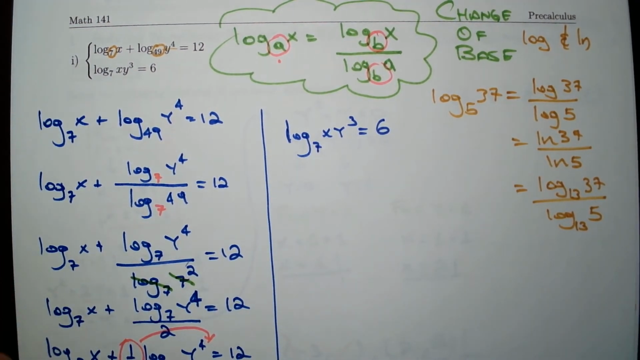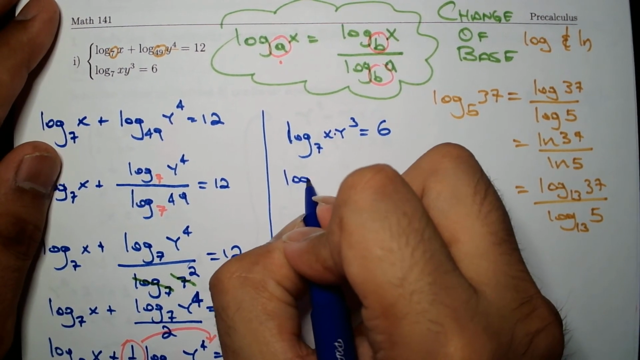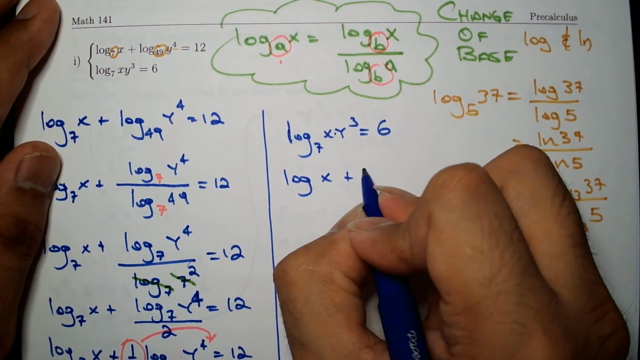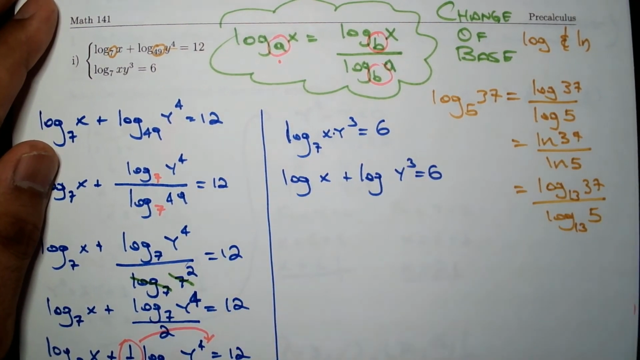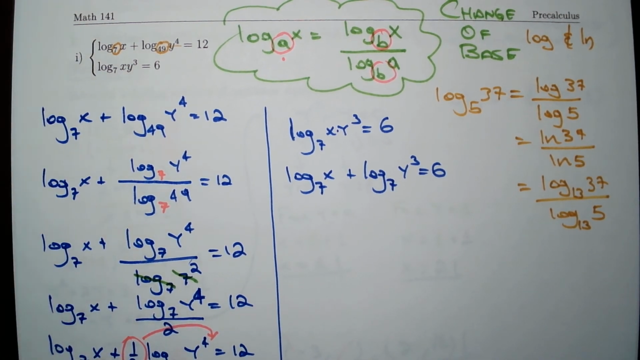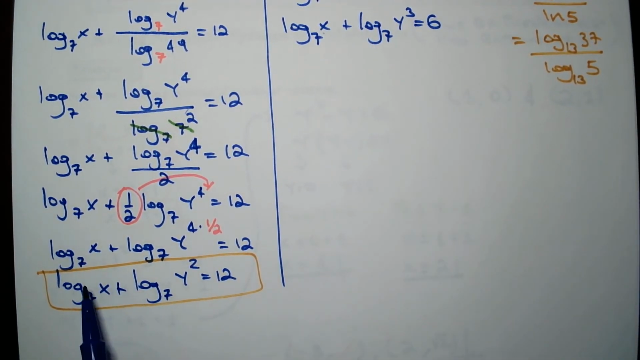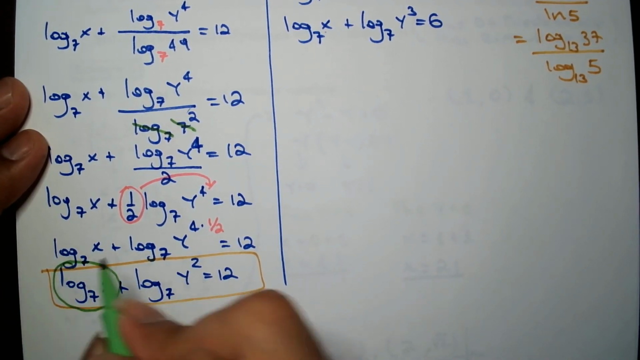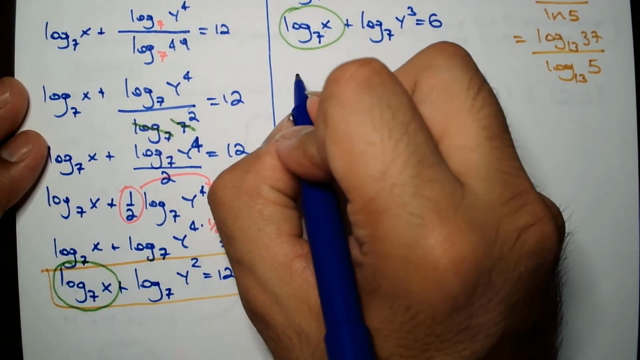In this case, we are going to use the product rule. We have the logarithm of a product. We're going to write it as log of x plus log of y cubed equals 6. But don't forget, the base is base 7. And over here, there's really not much to do, because if we compare these two equations, what do they have in common? Log base 7 of x. So what I'm going to do is solve for log base 7 of x.